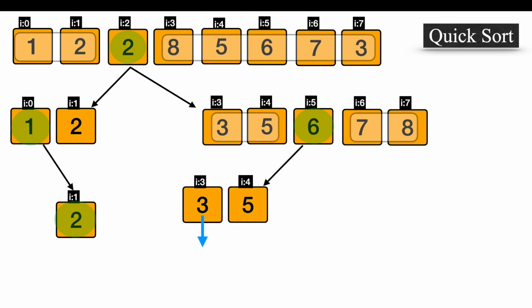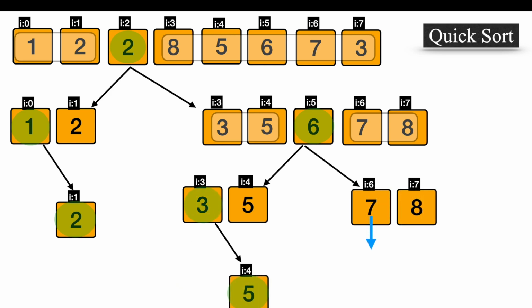Now let's apply the same technique to the left part of pivot 6, and similarly to the right part of pivot 6. That's it. So that's how quicksort works. So very simple. You take the mid index, the mid-index value is going to be the pivot, then we just swap based on the pivot.